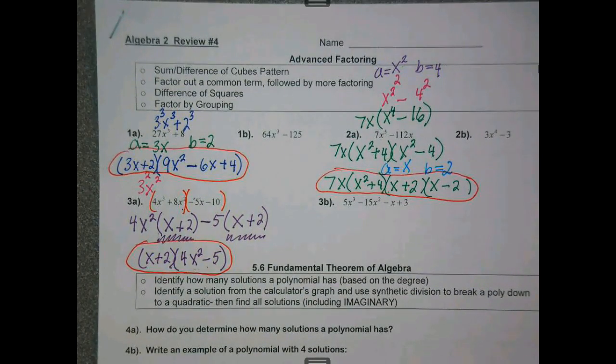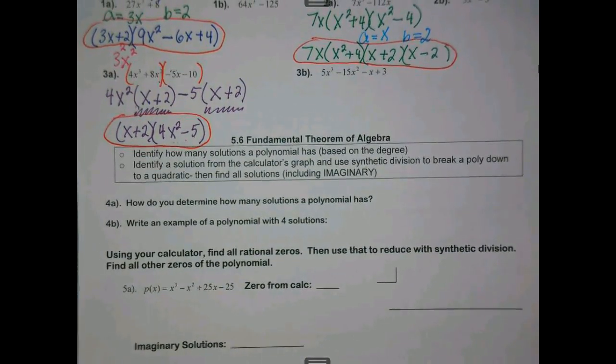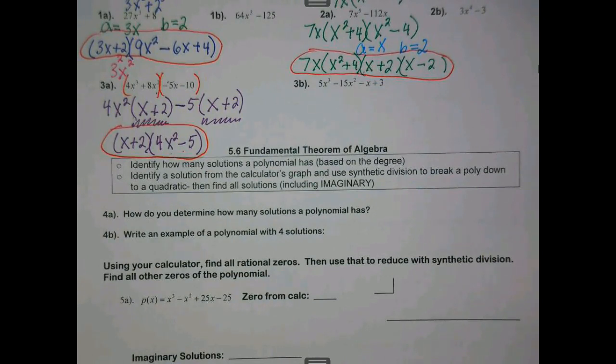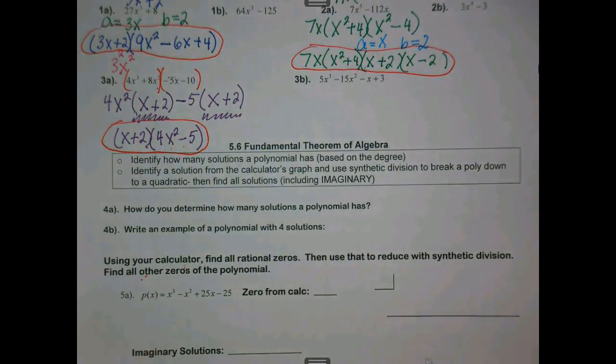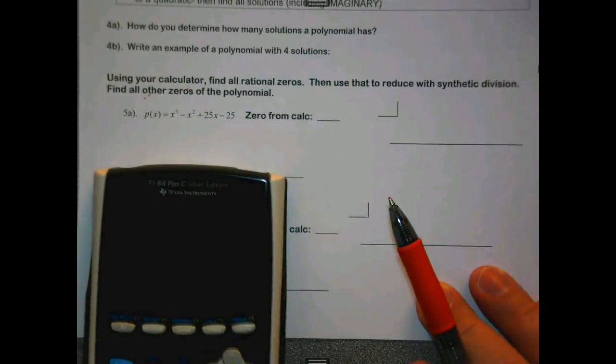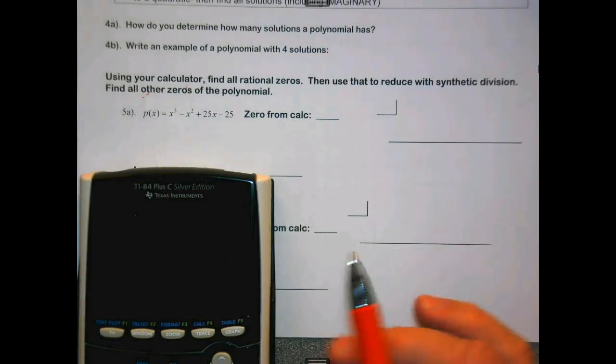5.6, fundamental theorem of algebra. This is where things did not go too well. First of all, using your calculator. So what's the first thing you're going to do? Put it in your calculator, right? Find all the rational zeros. Okay, so let's put this in our calculator and find all the rational zeros. Rational meaning a number, not an imaginary number.